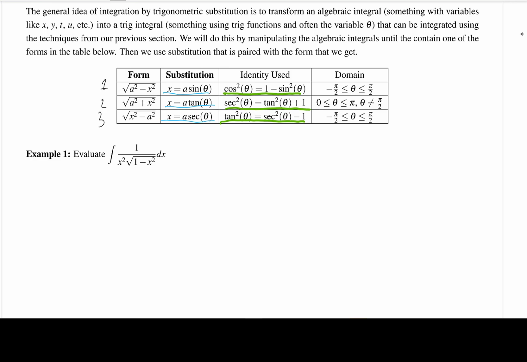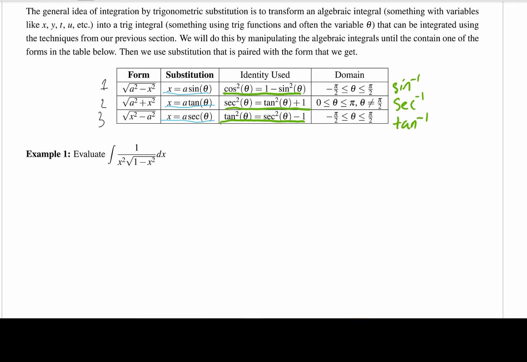Now, I've also reminded us of the domain, right? So this is for sine inverse. And then this right here is going to be for secant inverse. And this one right here is going to be for tan inverse. Okay, so we need to remember that the domain of these functions, we want them to be 1 to 1, so that we can have these inverses be defined. And so to do that, we restrict the domain of these functions.